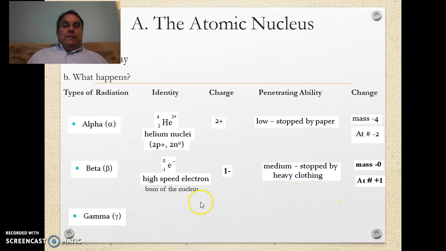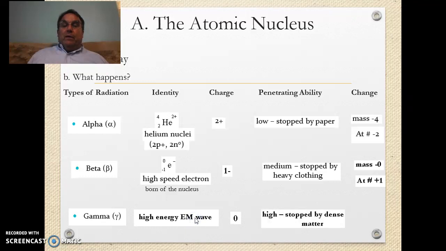Okay, gamma radiation. Its identity is merely a high-energy electromagnetic wave. Electromagnetic waves are like light and X-rays, and gamma rays are the highest energy form of electromagnetic radiation that we know of. They have no charge. Their penetrating ability is extremely high, stopped only by the densest of matter. And they don't bring about a change in the nucleus, but usually are the result of other changes that have occurred.